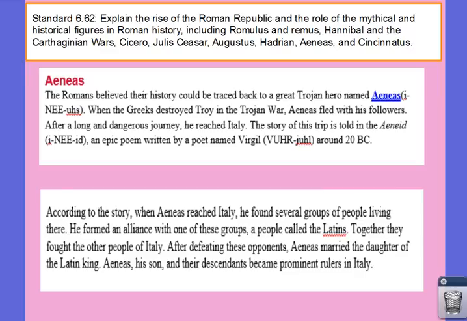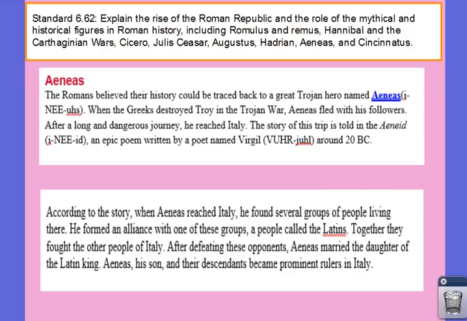The story of this trip is told in the Aeneid, an epic poem written by a poet named Virgil around 20 BC. Now, the interesting thing about this passage is Aeneas was a character in Homer's stories, the Iliad and the Odyssey. So you could parallel the Aeneid to the Iliad and the Odyssey and relate the fact that Aeneas was a character in Homer's stories. You could also parallel the poet Virgil with Homer.